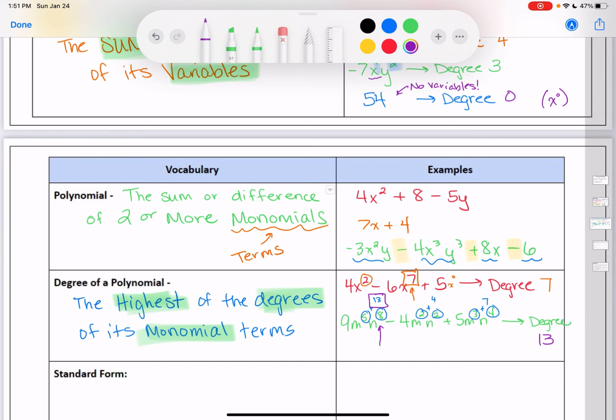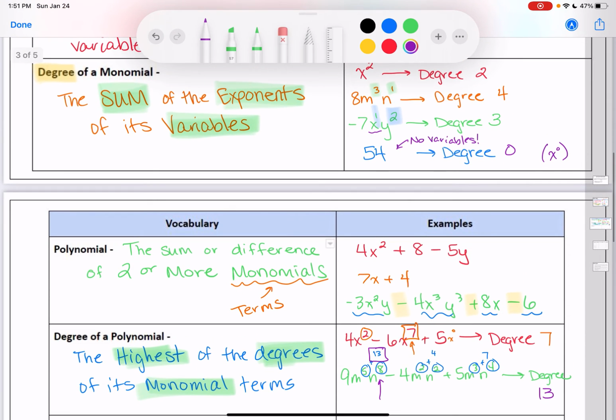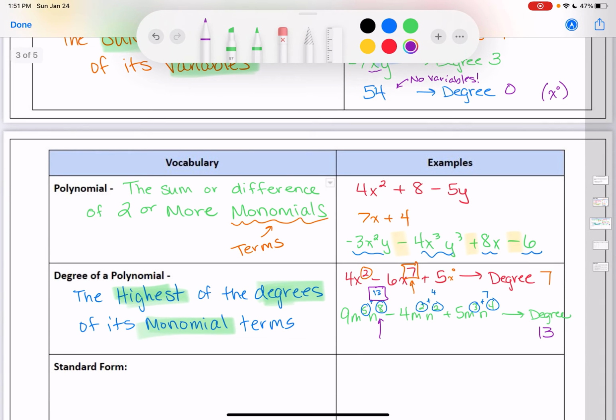So the degree of my polynomial is 13. Okay? So a degree of a monomial is just the sum of the exponents of its variables. The degree of a polynomial, when you have more than one term, is that you find the degree of each one of its terms, and it's the highest one of those.